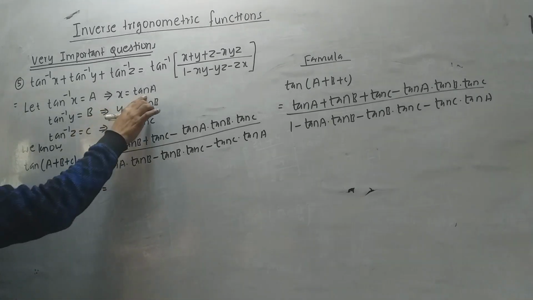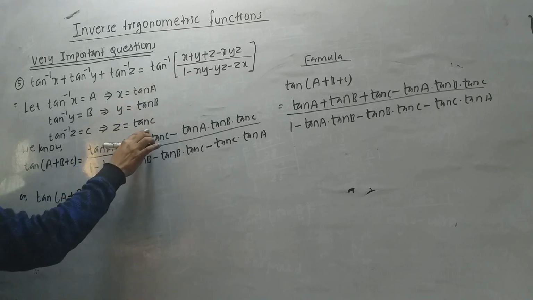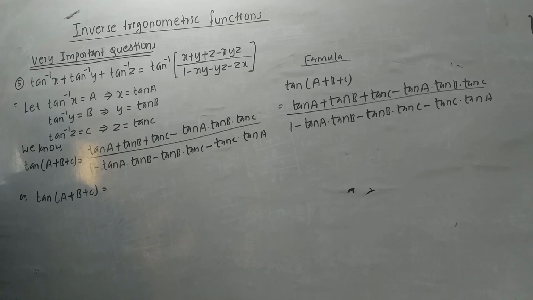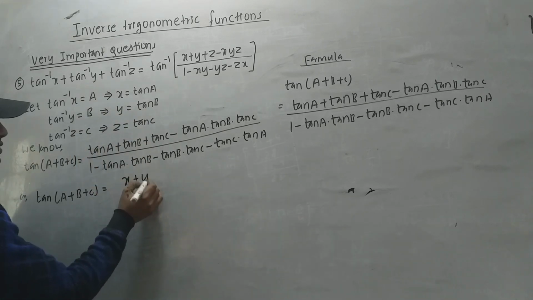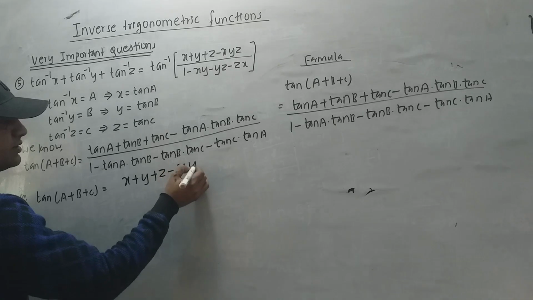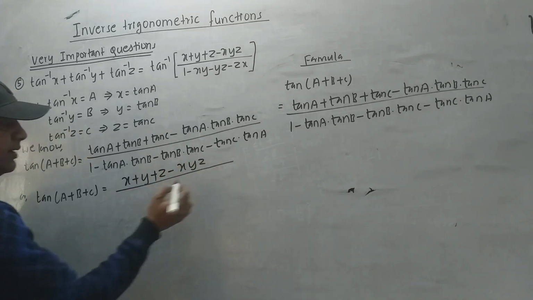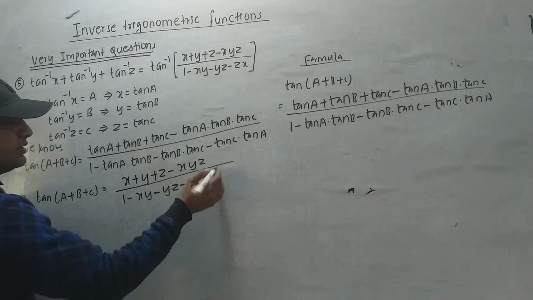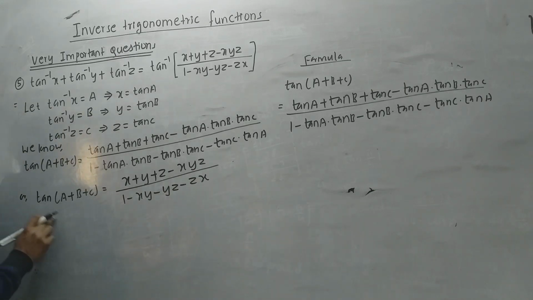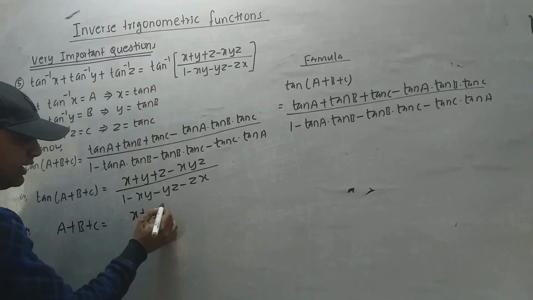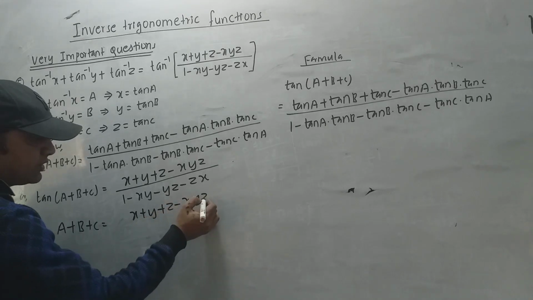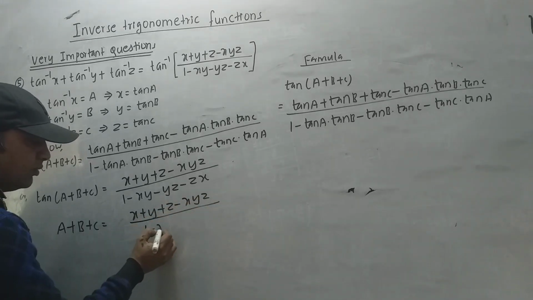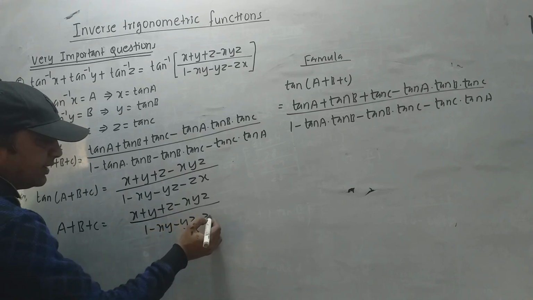So now for tan A, tan B and tan C, you can replace everywhere by x, y and z respectively. So write here x plus y plus z minus xyz, whole divided by 1 minus xy minus yz minus zx. So now this tan you take to the right hand side. So A plus B plus C, that is x plus y plus z minus xyz whole divided by 1 minus xy minus yz minus zx.